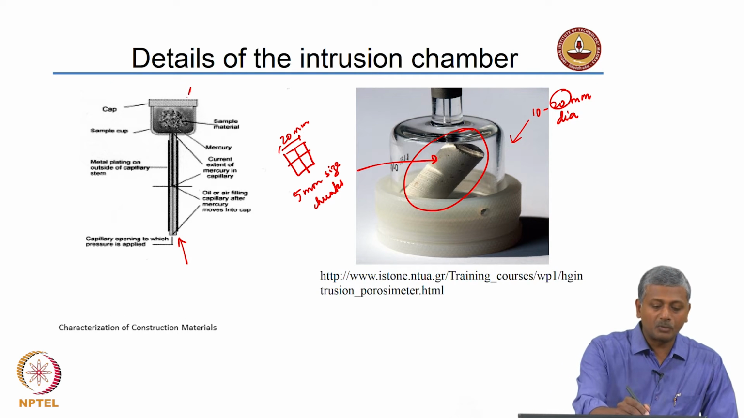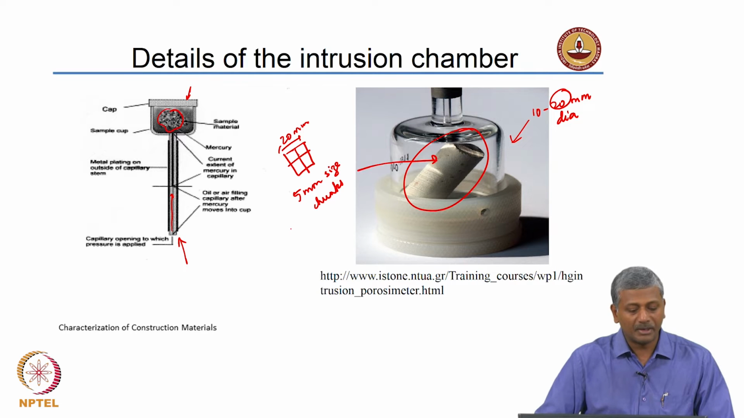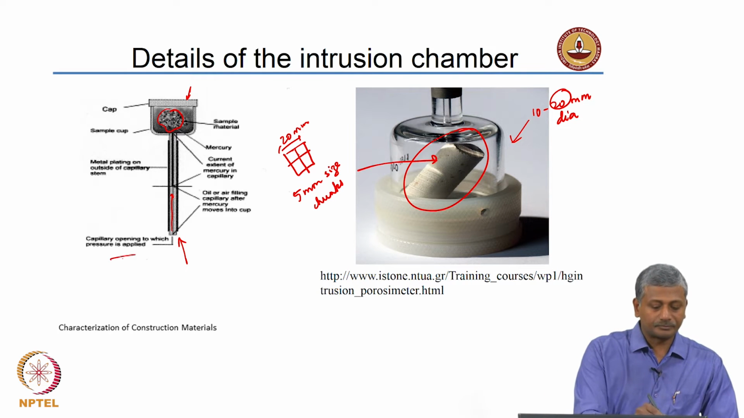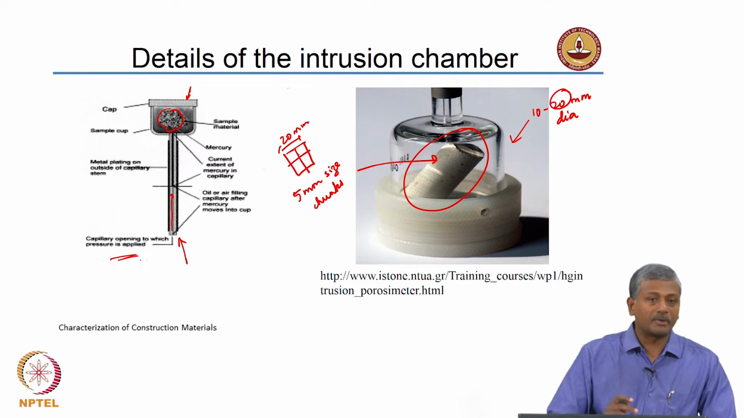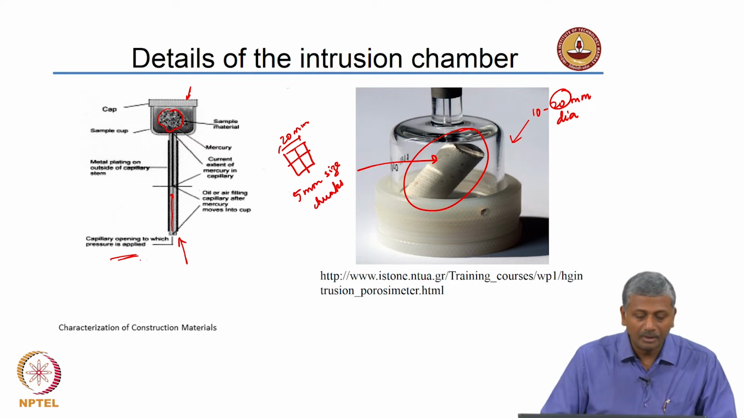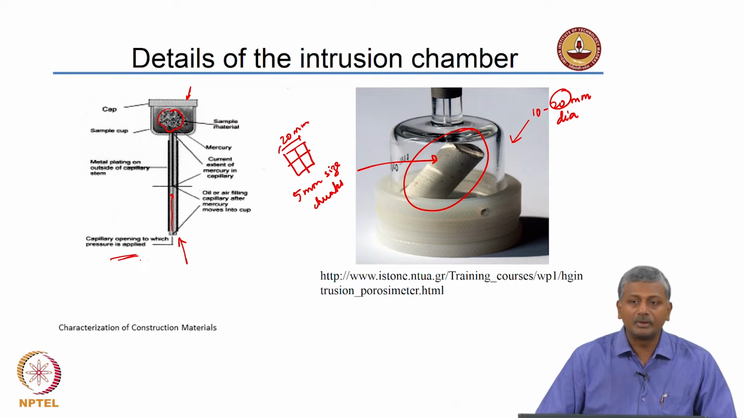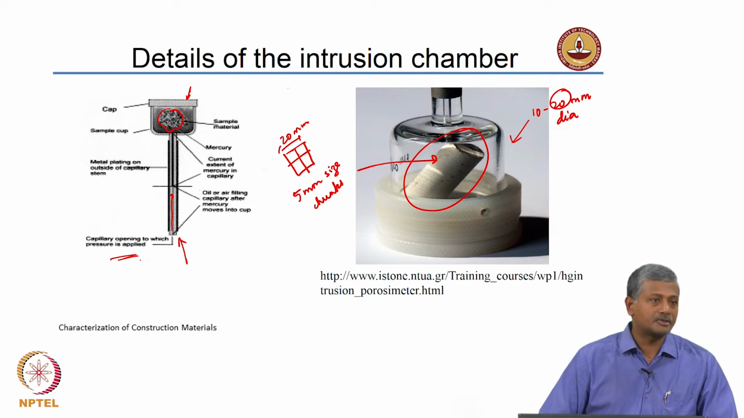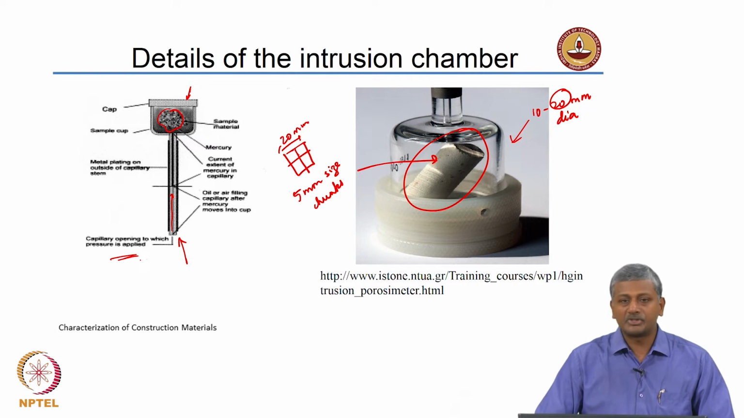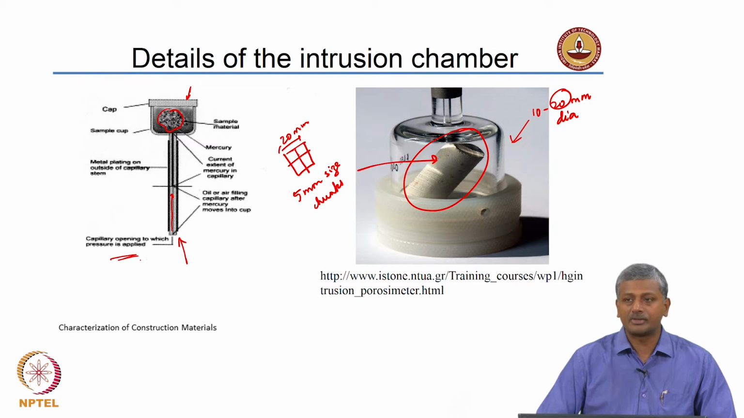So, you have the cap on one side, you have the sample sitting inside, and you have the mercury trying to fill in through this tube, okay. And then this is the capillary opening to which you apply the pressure to push the mercury into the sample. Again, you will see also when we actually see the laboratory experiment, you can actually see the sample chamber and the kind of sampling that is actually done for doing mercury intrusion porosimetry.